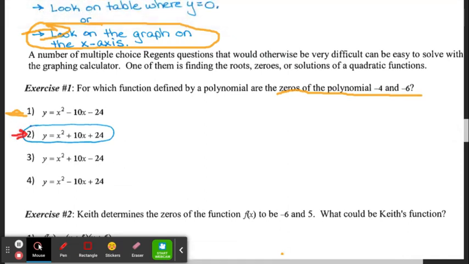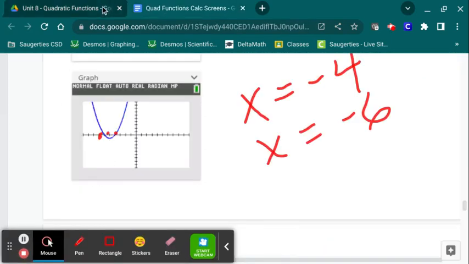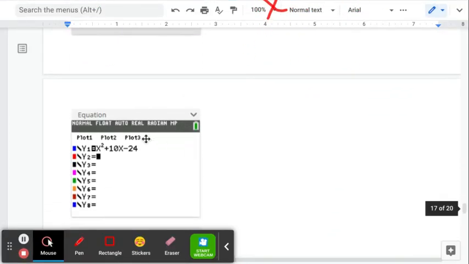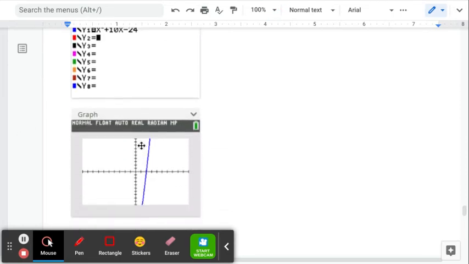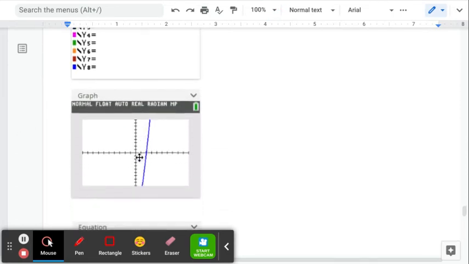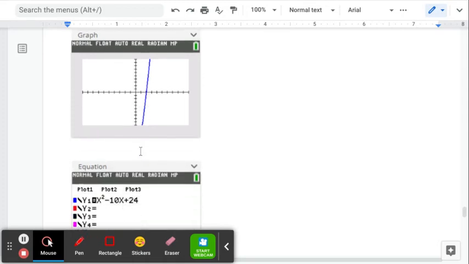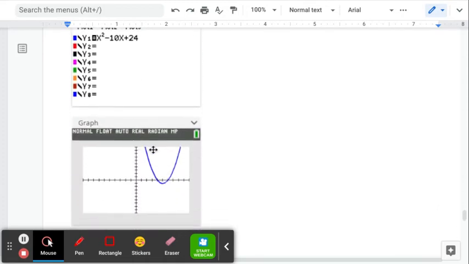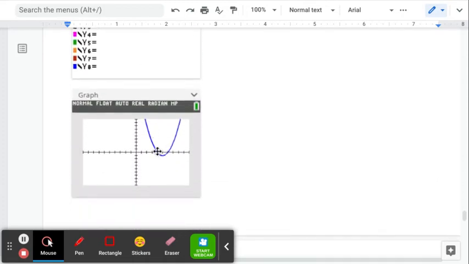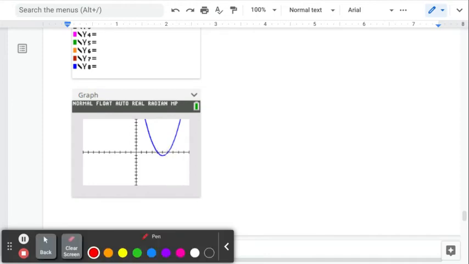Now, let me see. I may have done screen prints of the other ones just so you could see. So this is number 3, x squared plus 10x minus 24. There's just an x-intercept at 2. And then the last option, now this one's a little tricky. It has an x-intercept at 4 and 6. So it's the same numbers, just opposite signs. So that could be a spot where people might second guess themselves.